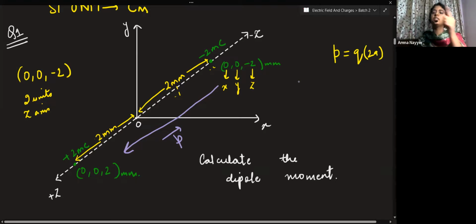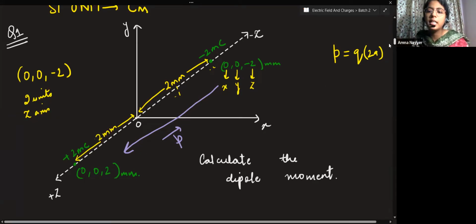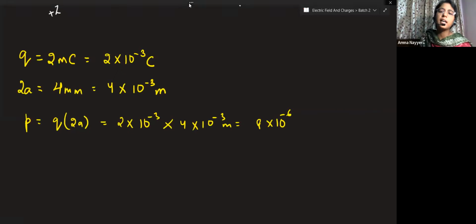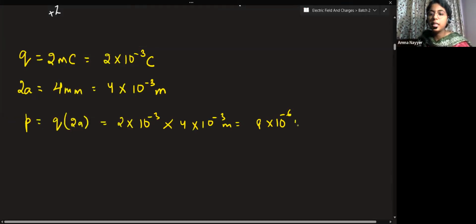If we reverse the charges, had the -2 been kept here and +2 would have been kept there, then the direction would have been pointing to the negative z axis. Then you would have written minus K cap. So right now you have the direction of the dipole as K cap. So this will define your complete answer. This will be K cap Coulomb meter.